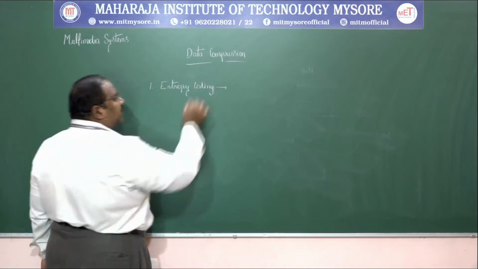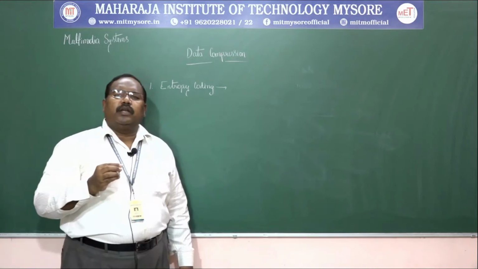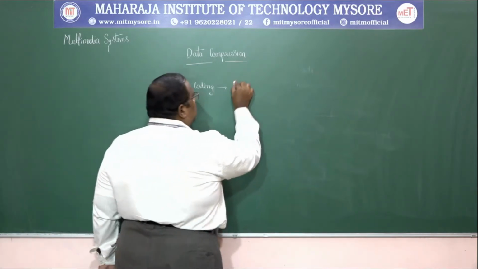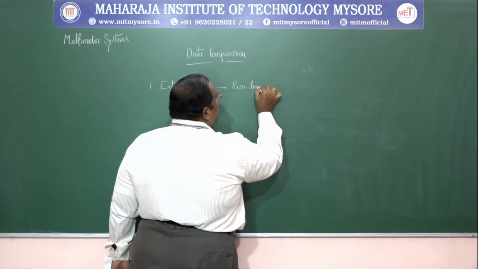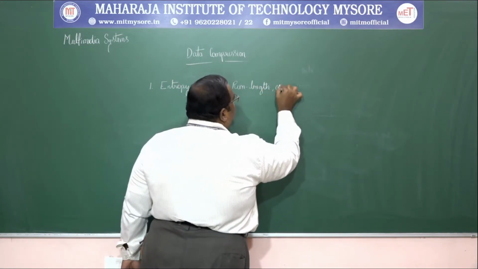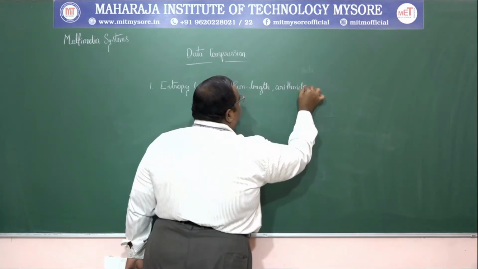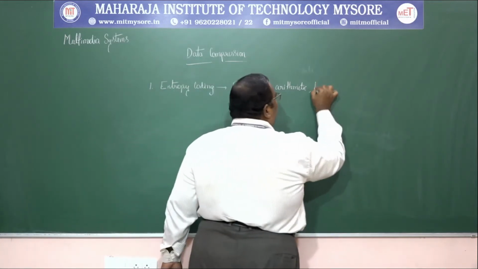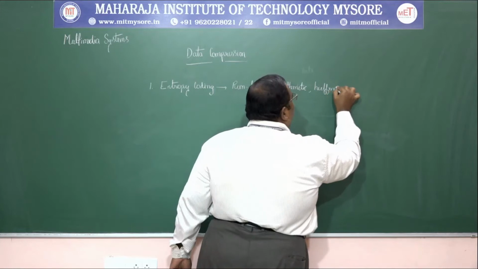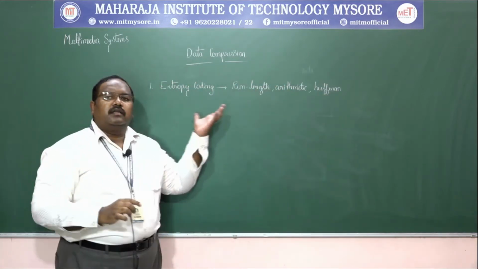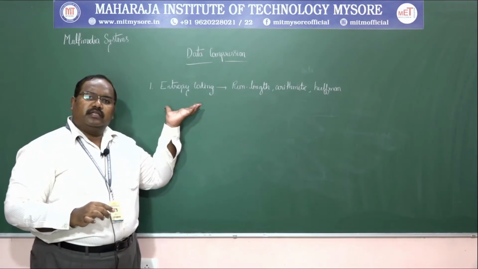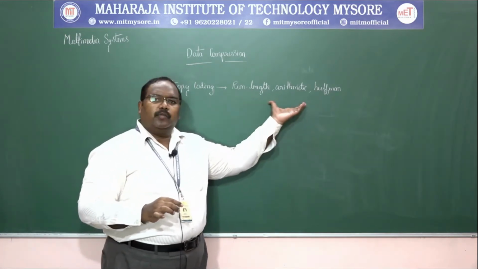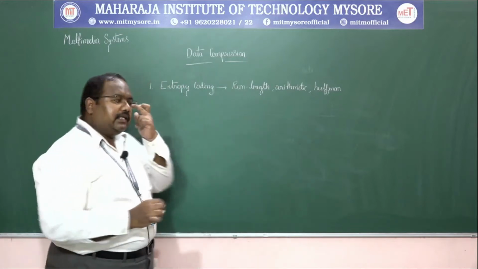What are the things that come under entropy coding? When we talk about entropy coding, the basic compression techniques that come under this are run length, arithmetic, and then Huffman coding. These are the different techniques. So in this subject we mainly study entropy coding: run length, arithmetic and also Huffman coding. And the next is source coding.